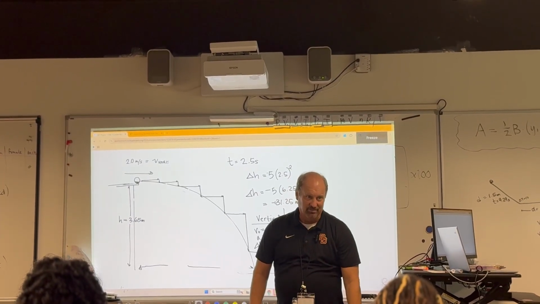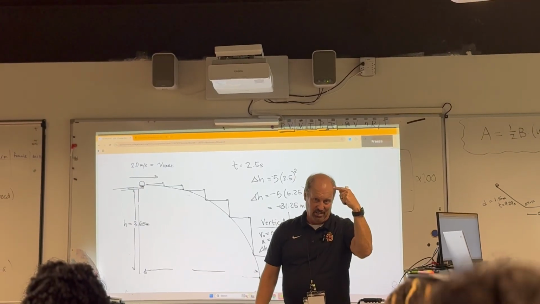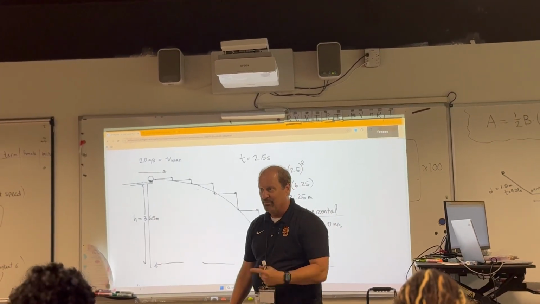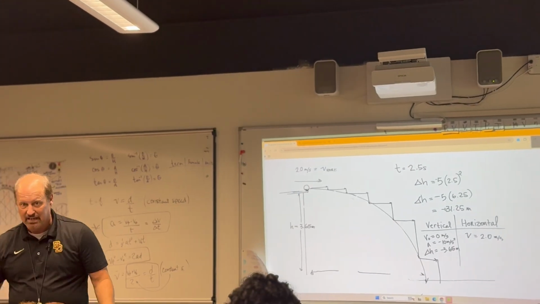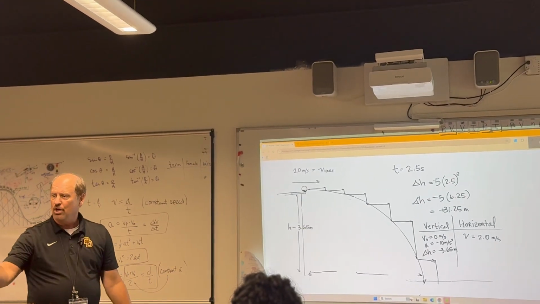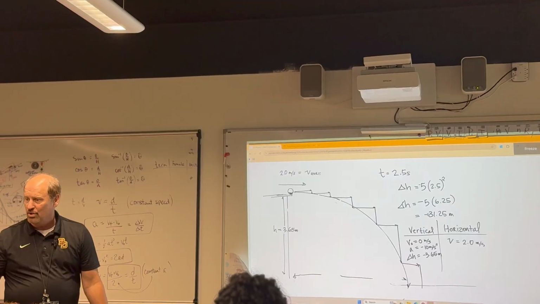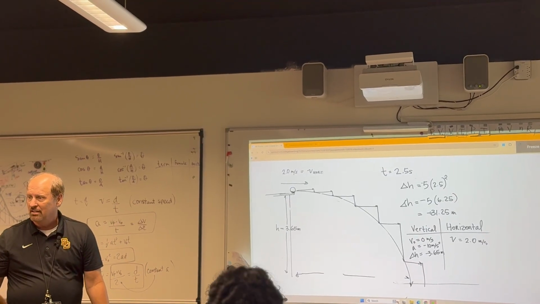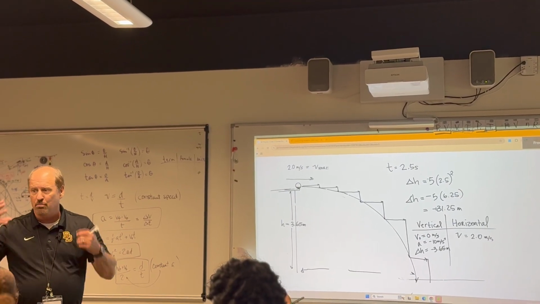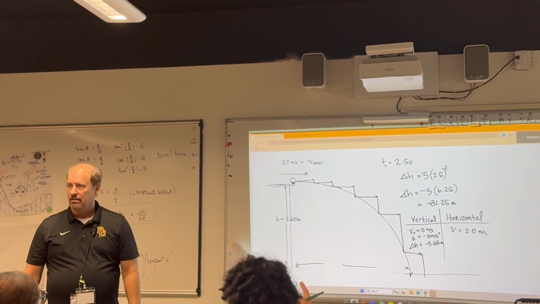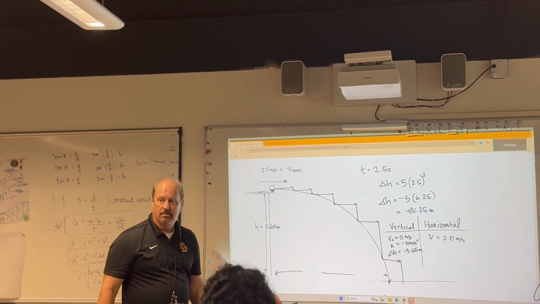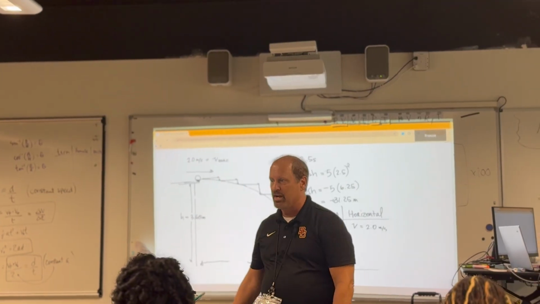So it's negative. Final is 0. Initial is wherever we are. Final minus initial: 0 minus 3.65, negative 3.65. You writing this down? When you write stuff down, your brain stays engaged. You don't doze off. Movement makes for better brain processing.